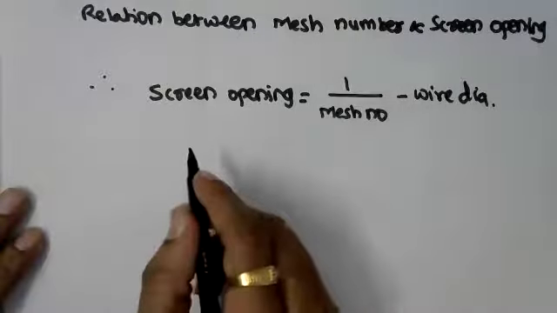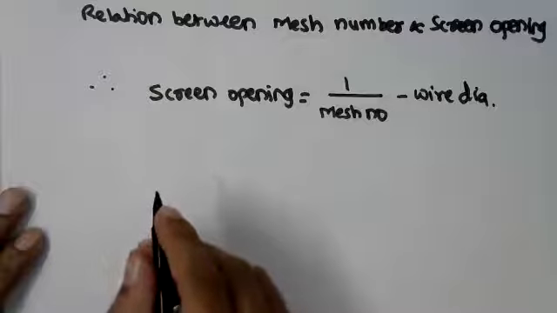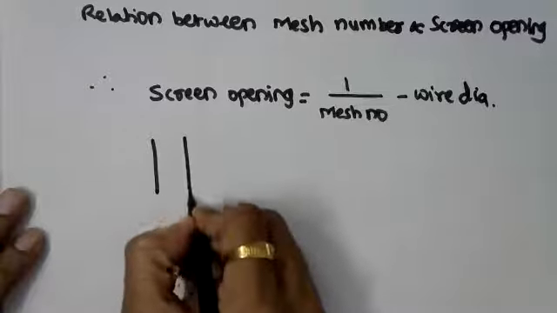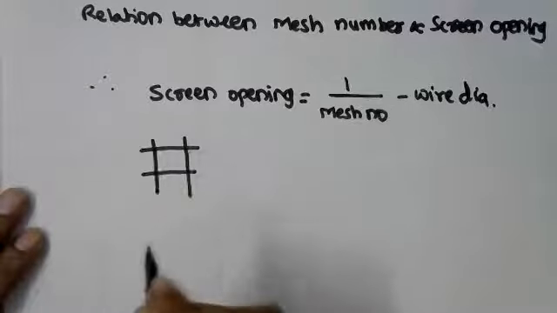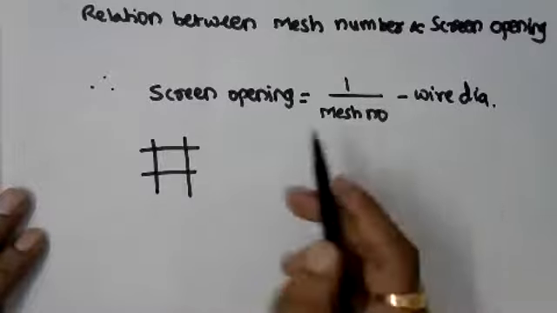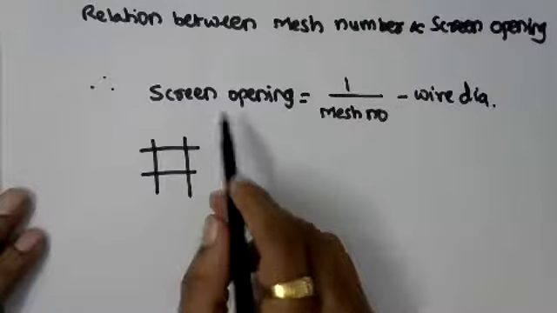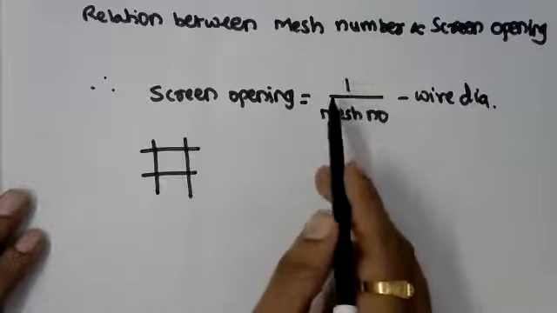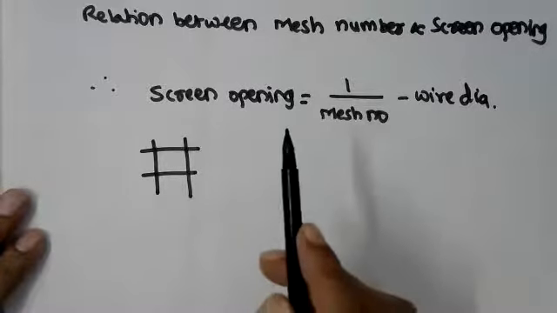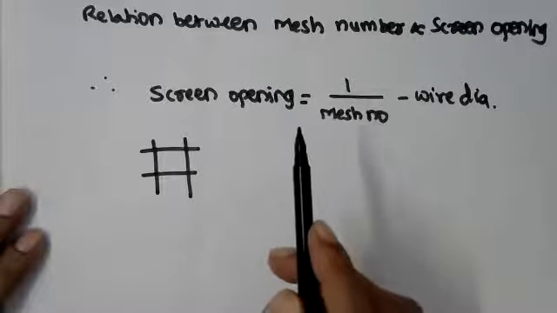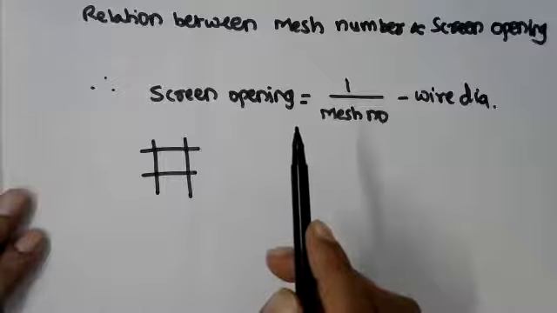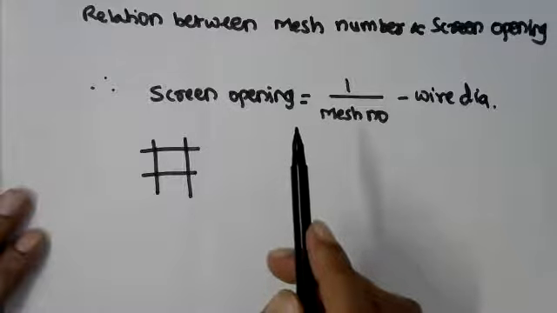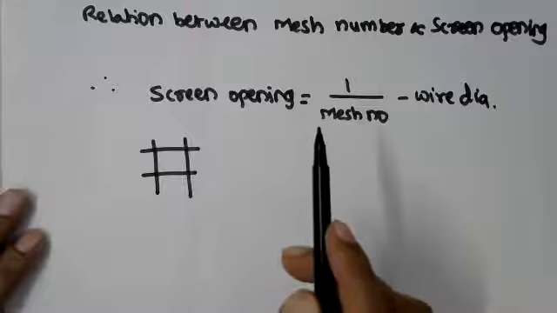Now for the sake of your understanding, I will draw some enlarged figure. So imagine this is just one hole. Whenever I'm interested in finding out the screen opening or screen aperture size, what do I do? I take the inverse of mesh number. That is, if mesh number is 200, then screen opening is equal to 1 upon 200. If the mesh number is 100, then screen opening is equal to 1 upon 100. But that is not correct.